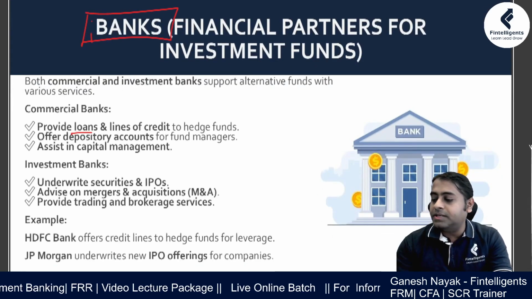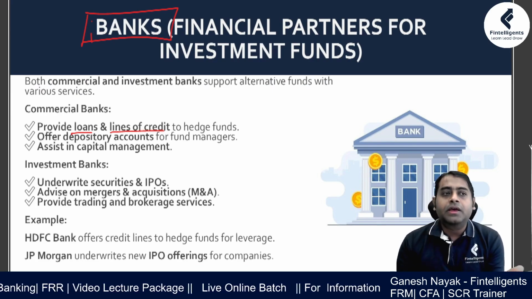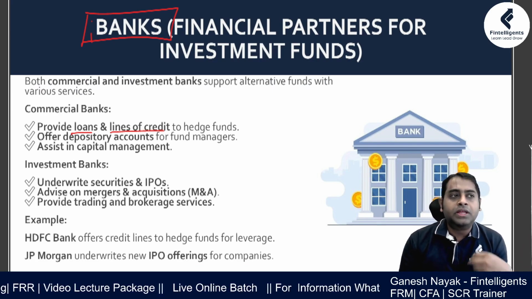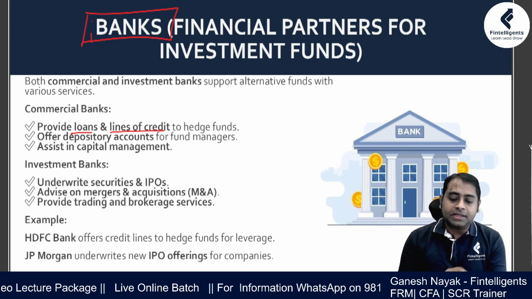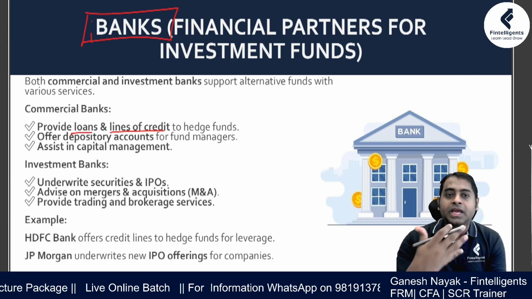They provide loans, they provide line of credit. Lines of credit are taken explicitly by companies. They have an open line of credit available. Tomorrow, immediately, you can go and withdraw. So line of credit is nothing but a contract between you, a company, and a bank.